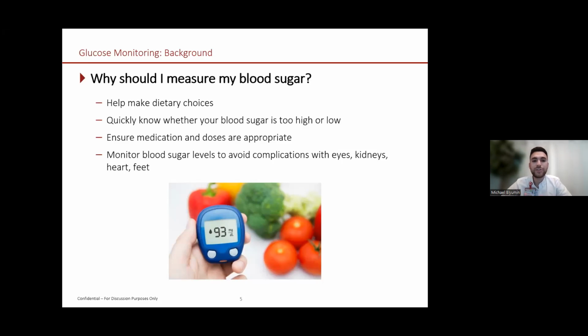And monitoring blood sugar also helps us avoid complications of diabetes. So complications with our eyes, kidneys, heart, feet, nerves, etc. The only way we can really know that we've kept our diabetes in control is if we have some sort of steady blood sugar monitoring. Of course, we can also check the A1C, but that's really done only every 3 months. So to ensure there's no highs or lows in between, we want to make sure we're monitoring our blood sugar.